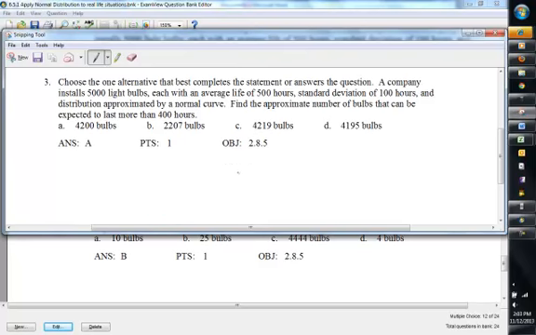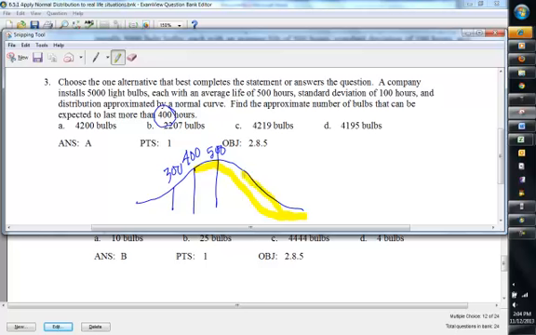It says a standard normal curve. 500 is the middle. 100 is each standard deviation. We want the ones that are going to last more than 400 hours. So we're going to shade this portion of our curve. What percent would that be?